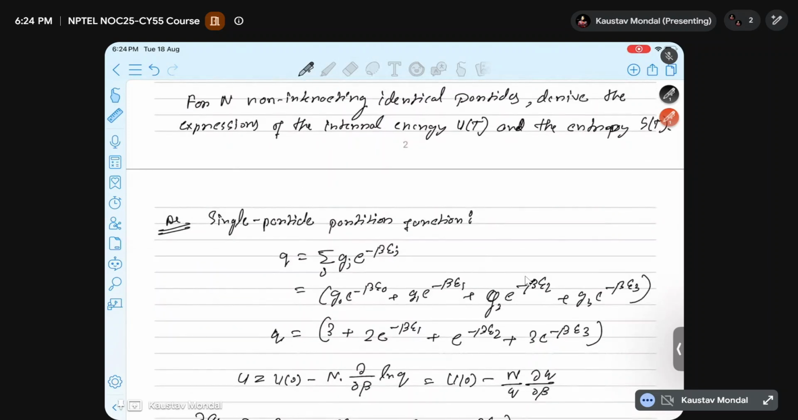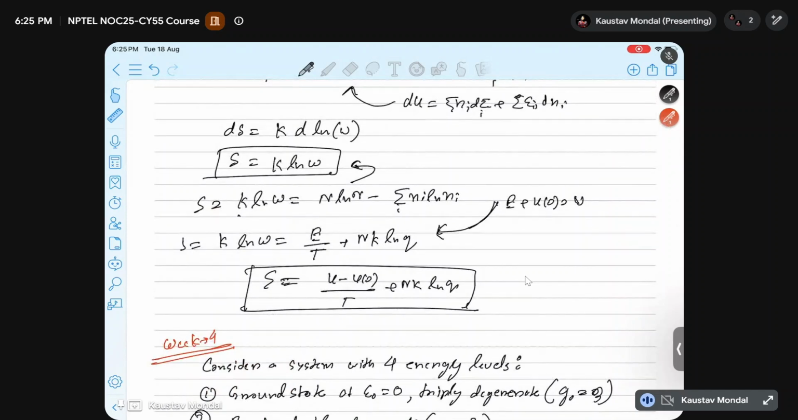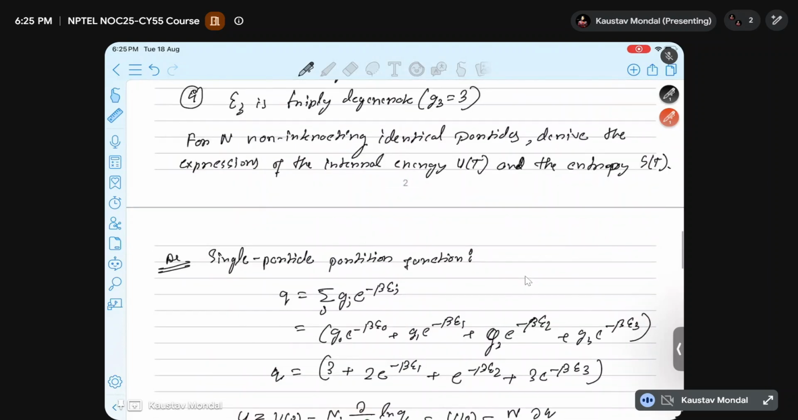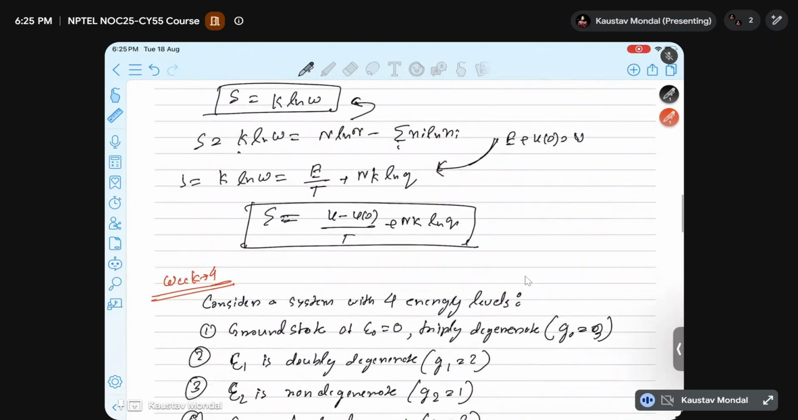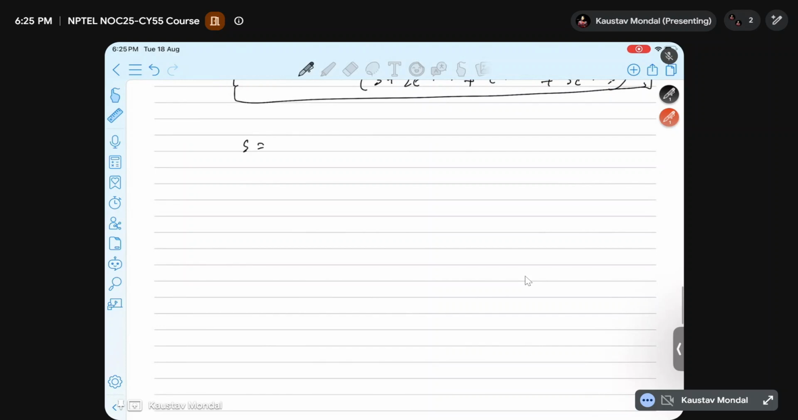Next our work would be to find the entropy. The expression of the entropy is S equal to U minus U0 by T plus Nk ln q. So it's going to be U minus U0 by T plus Nk ln q.